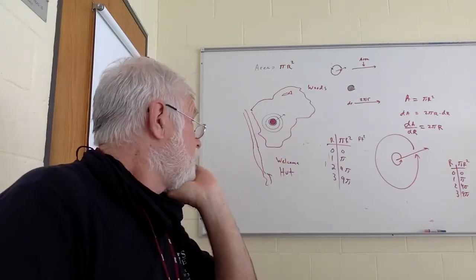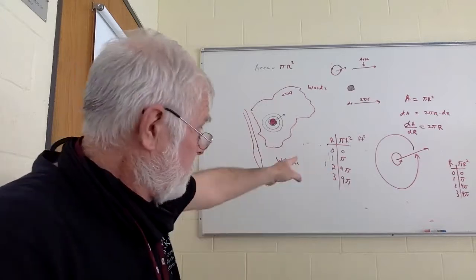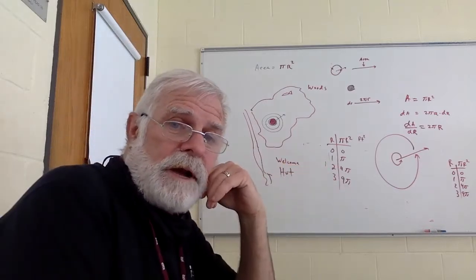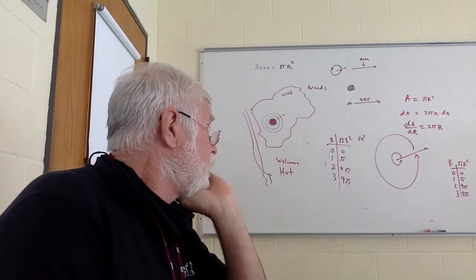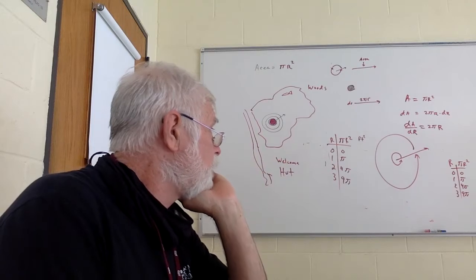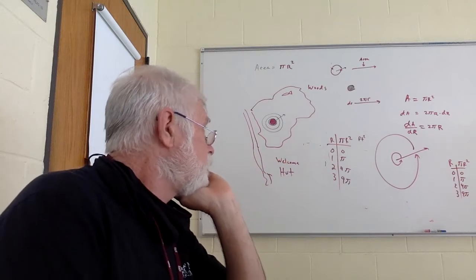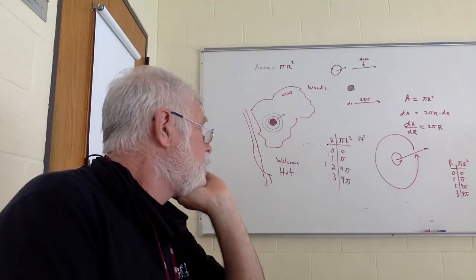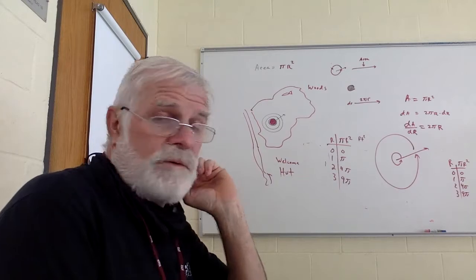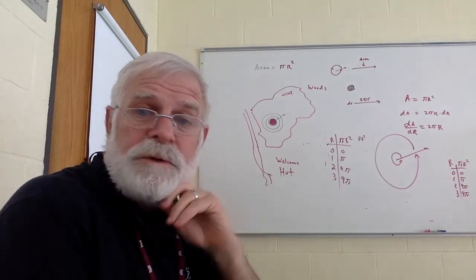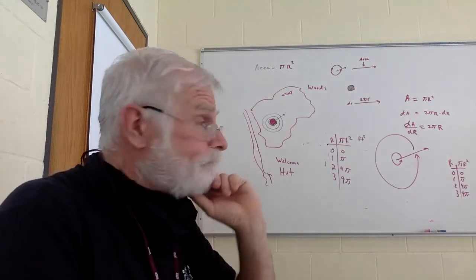Okay, now the area for a circle is pi r squared. You can see that first column of data. And if the radius is 0, there's no area. Radius is 1, we get pi times 1 squared, then pi times 2 squared, so on and so forth. And that represents square feet of area.